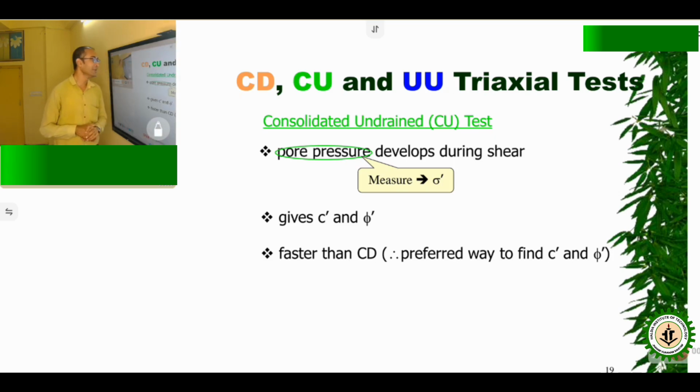Consolidated undrained: the pore pressure develops during the shear, and it gives C dash and phi dash and is faster than CD. It is the preferred way to find C dash and phi dash. This is the other type, the consolidated undrained test.